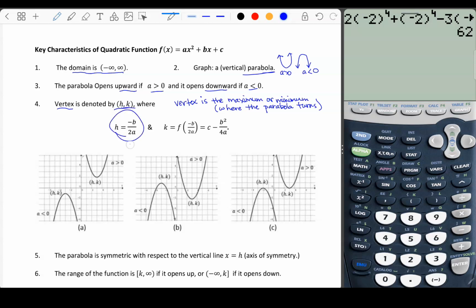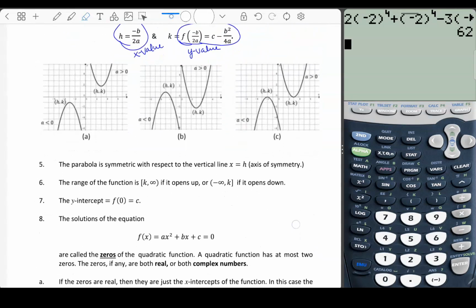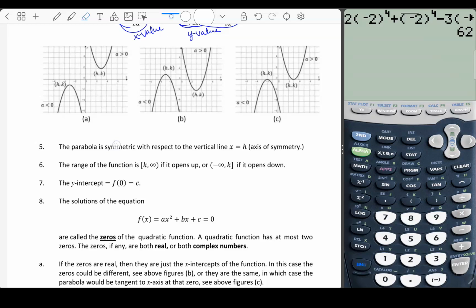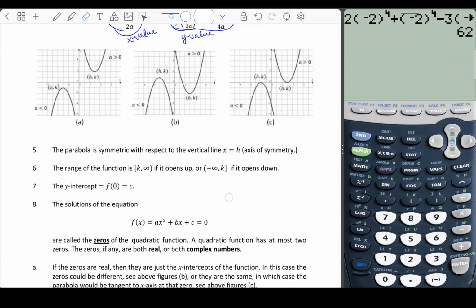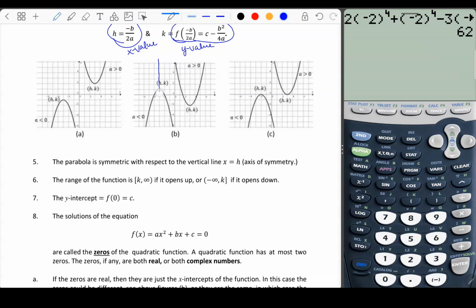h can be found with that formula, and that will give you the x value. And then k can be found with that formula, and that will give you the k value of the vertex, or the y value of the vertex. All right. So looking at our graphs down here, notice how that matches those things that we just went over above. So it says that a parabola is symmetric with respect to a vertical line, x equals h. And that line I'm drawing there, that's x equals h for that parabola. And notice it's a line of symmetry.